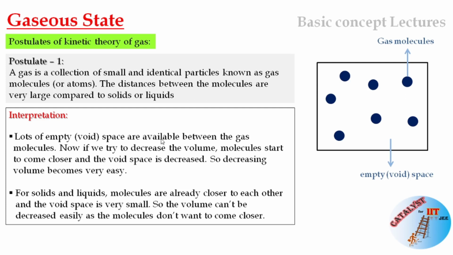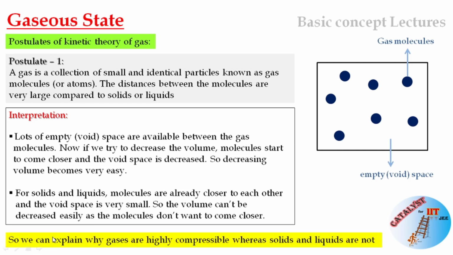So as there are lots of empty space available between the gas molecules, now if we try to decrease the volume, then what the molecules will do, the molecules start to come closer, and as the molecules start to come closer, the void space is decreased in size. That is why decreasing the volume becomes very easy for the gases. On the other hand, for solids and liquids, molecules are already closer to each other. So the void space for solids and liquids will be very small. Now if we try to decrease the volume of solids and liquids, the decreasing volume will not be so easy. So, at this point we are able to understand the fact that why gases are highly compressible whereas solids and liquids are not. So, the first postulate of the kinetic theory helps us to understand this fact.